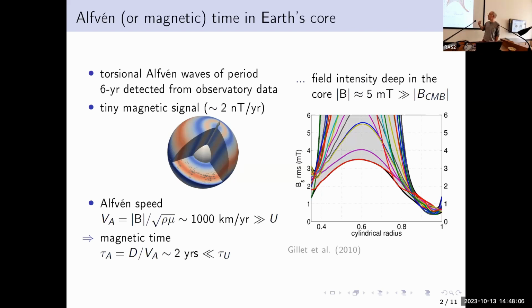Another point that is important is associated with this time, the time for the propagation of alpha waves. We have a velocity, which is the velocity of these waves, that is much larger than the fluid velocity inside the core. Typically 10 to 20 kilometers per year for the fluid in the core, to be compared with 1,000 kilometers per year for the propagation of these waves.